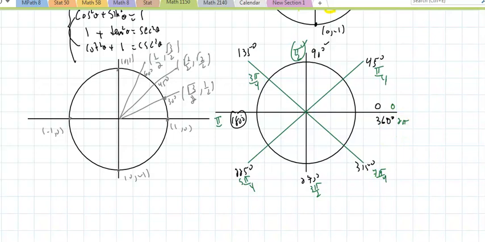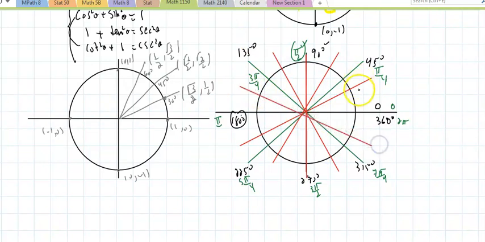And if I go back to this and I break each quadrant into 3 equal parts, ignoring the green, it would look like this. So ignore the green, just focus on the red. This would be 30 degrees, this would be 60 degrees, this would be 90, 120, 150, 180, 210, 240, 270, 300, 330.